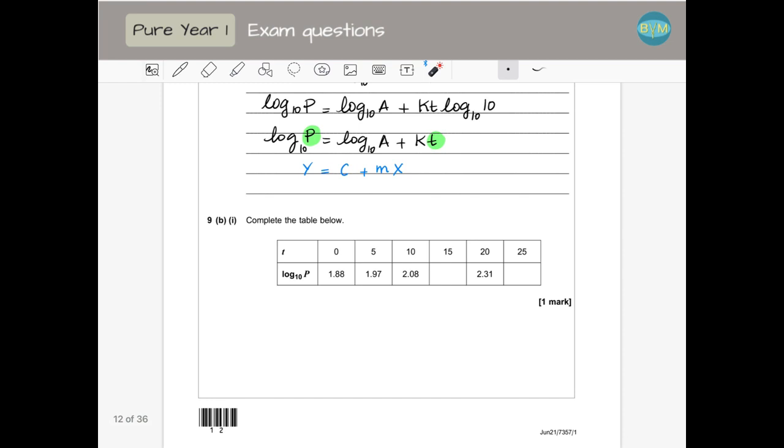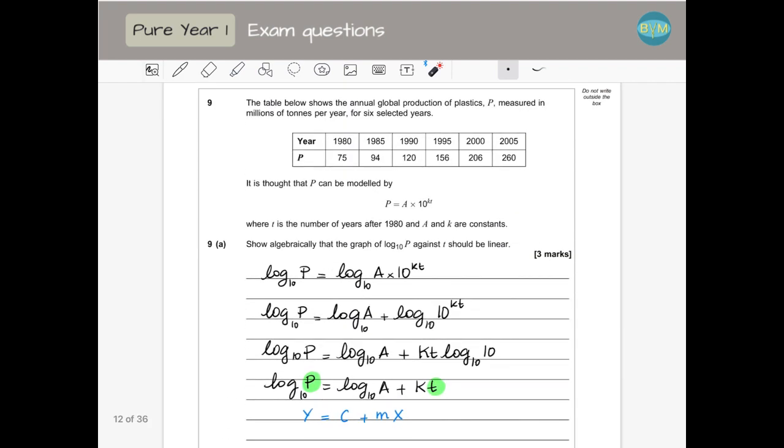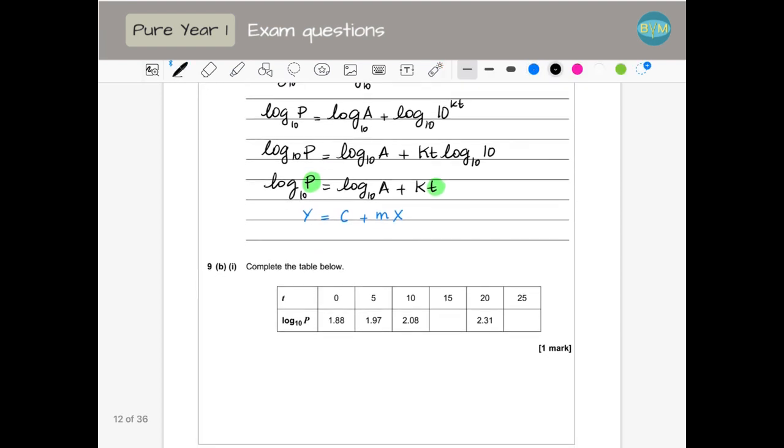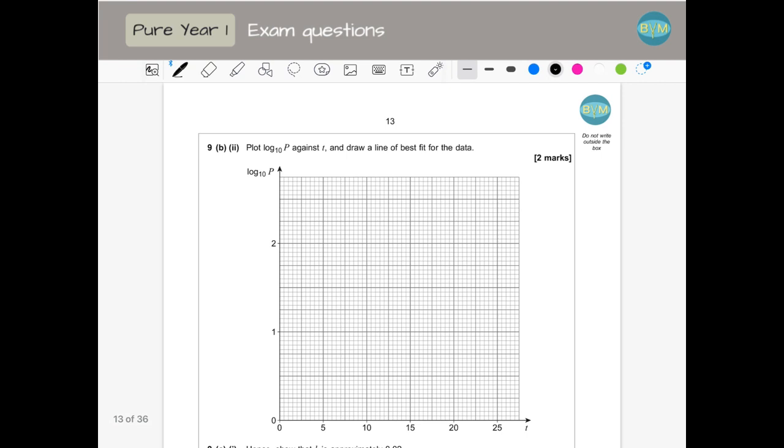Then we have to complete the table below, but it's just finding the log to the base 10 of these two numbers here, for 15 and 25 years. So I have to do log of 156 and log of 260, which is just using the calculator. They are all rounded to 2 decimal places, so I'm going to do the same. The first one is 2.19, the second one is 2.41. That's 1 mark, so nothing else.